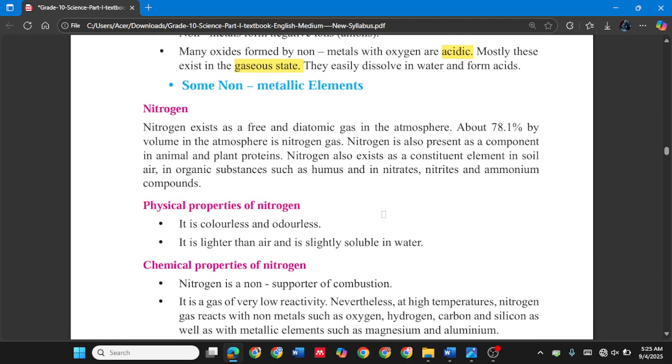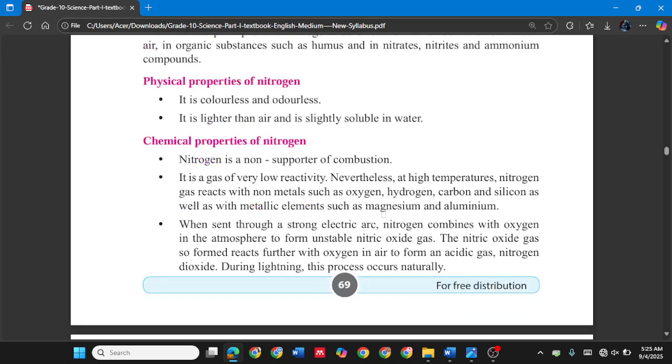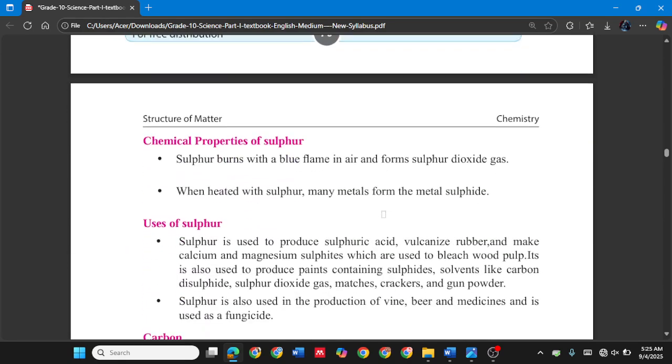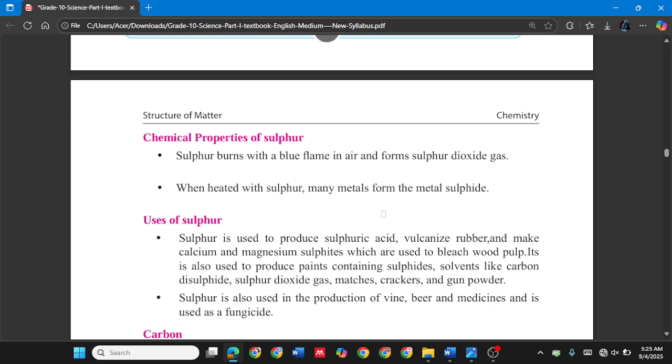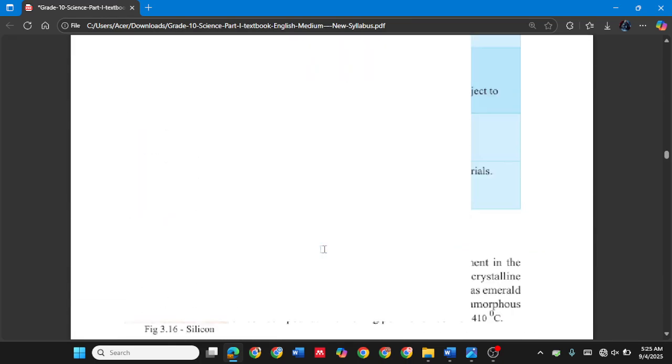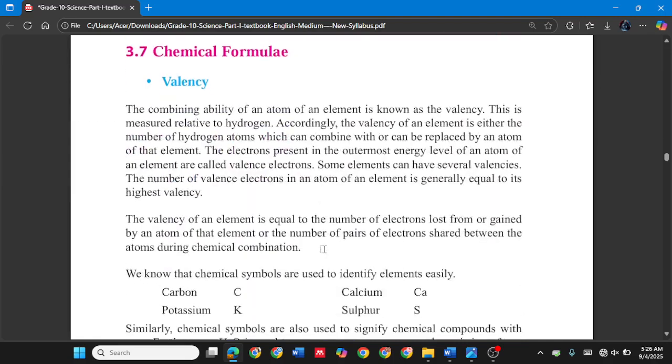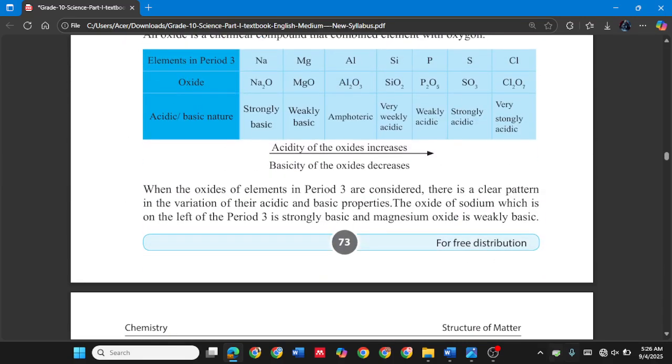Here some nonmetal elements, under that it's nitrogen, sulfur. So we have to discuss these parts, and I'm going to stop here for right now, and I'll discuss the other part later. Thank you.